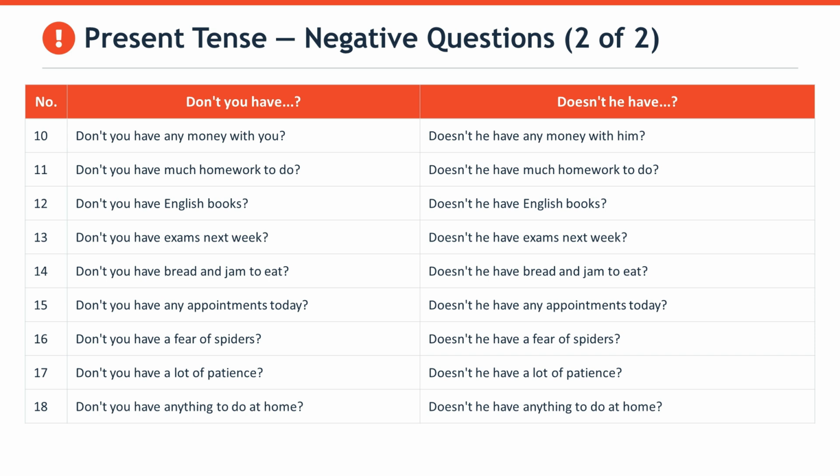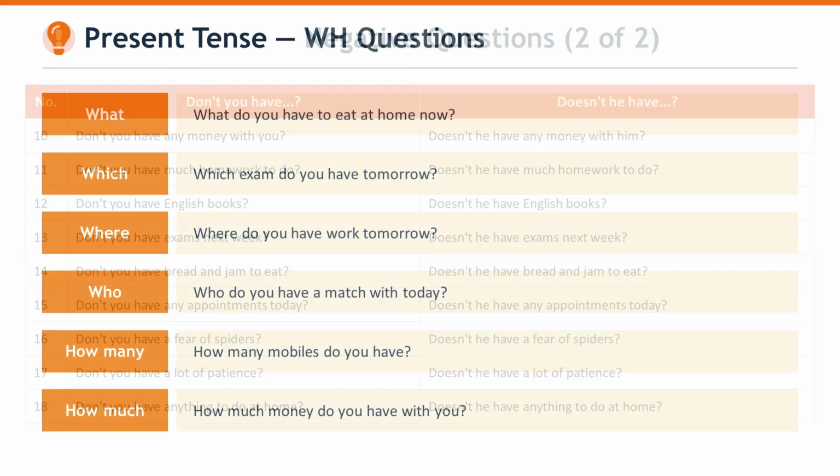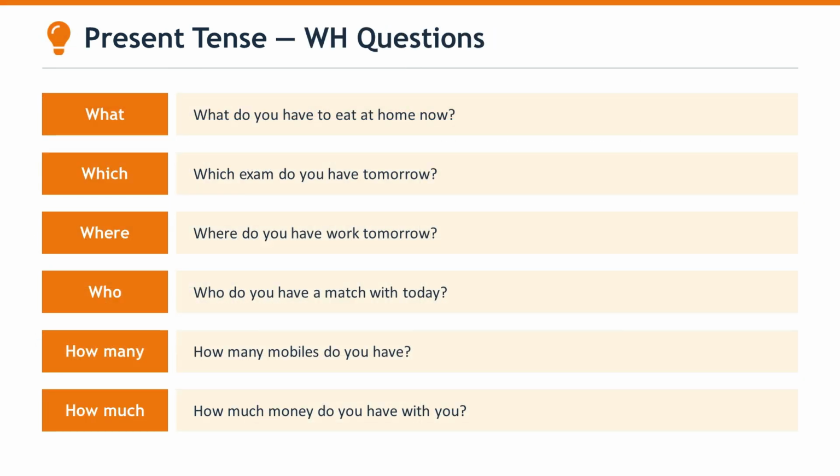And finally, don't you have anything to do at home? For he, doesn't he have anything to do at home? Now, let us look at WH questions in the present tense. WH questions use question words like what, which, where, who, how many, and how much.